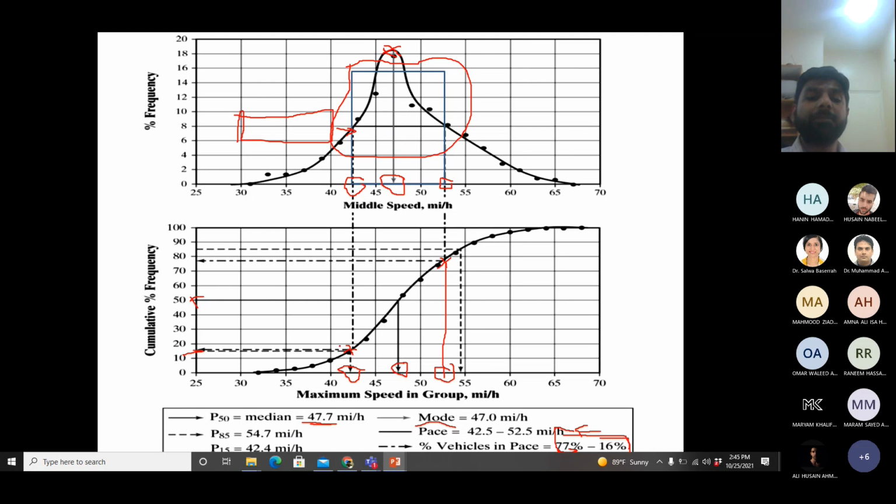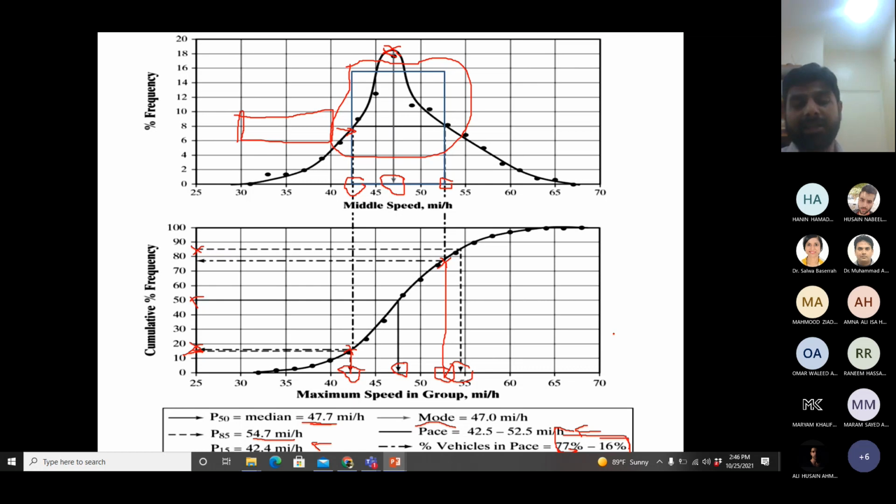So how do I get the 15th percentile? Locate 15% on the y-axis, drop a perpendicular on the curve, and find the value on the x-axis. In this case, it is 42.4. For the 85th percentile, find 85% on the y-axis, drop a perpendicular on the curve, and find the value on the x-axis for that point. In this case, it is 54.7. So the 15th percentile is 42.4 and the 85th percentile is 54.7. Now, what is the significance of these values?